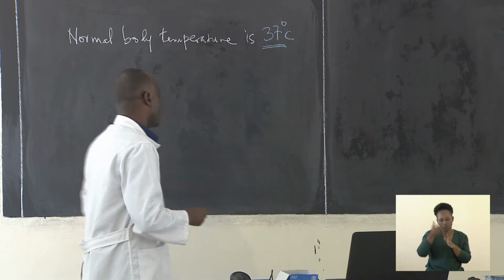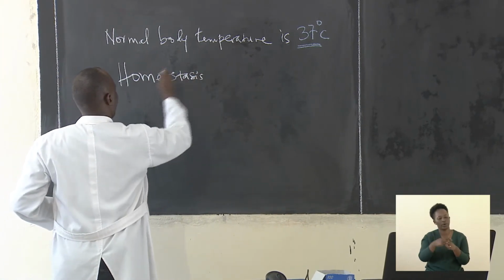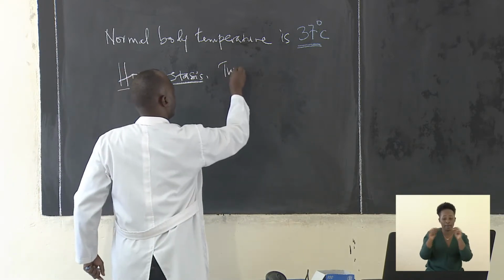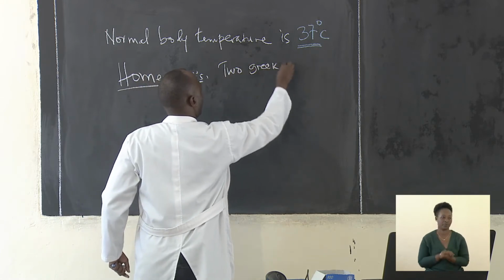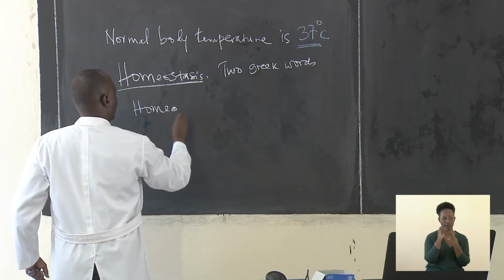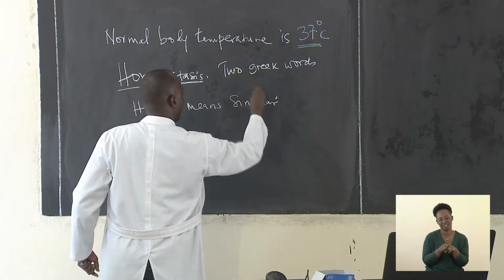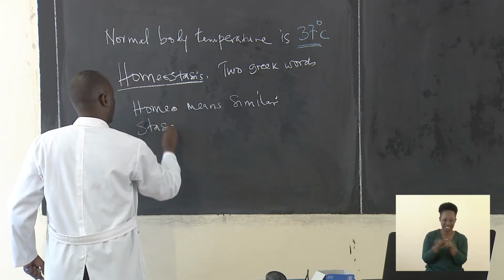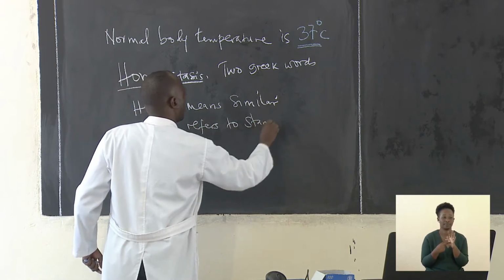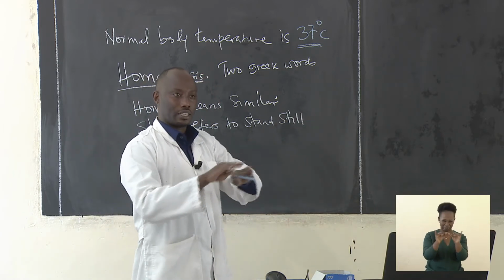I know some of you don't know what homeostasis is. In biology, homeostasis comes from two Greek words. Homeo means similar, and stasis in biology refers to a standstill, something that is kept at a standstill. It doesn't change, it stays at a standstill.